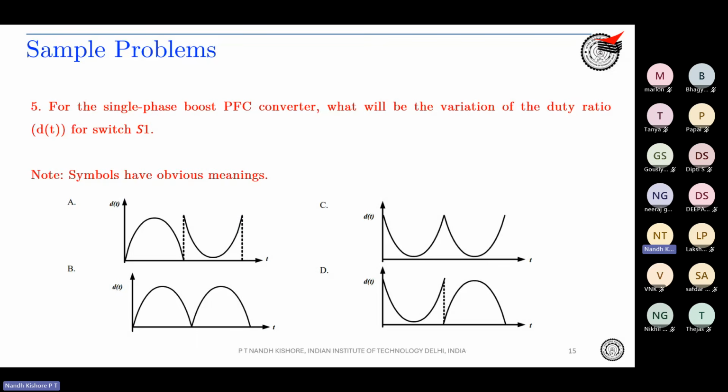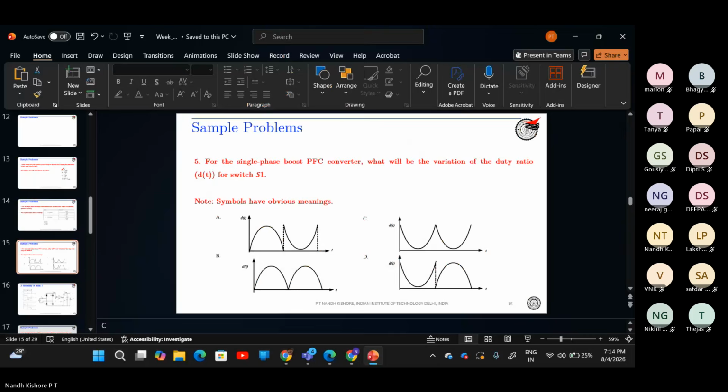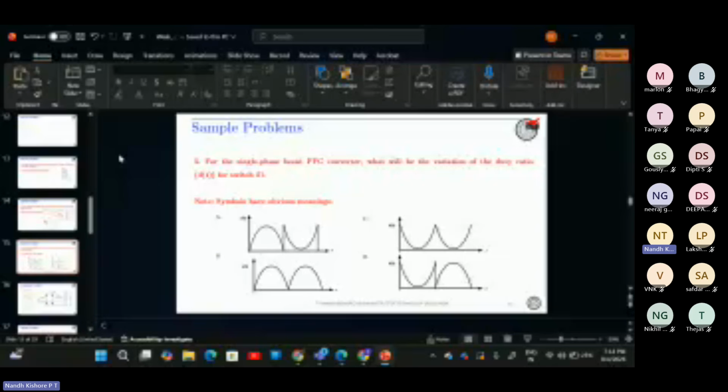So next question, again, this is an interesting question. For the single phase boost PFC converter, what will be the variation? So is this fine? Question number 3 and 4. Any doubts? If you have any doubts, I can try to explain, or I will upload the full answer version in the drive.